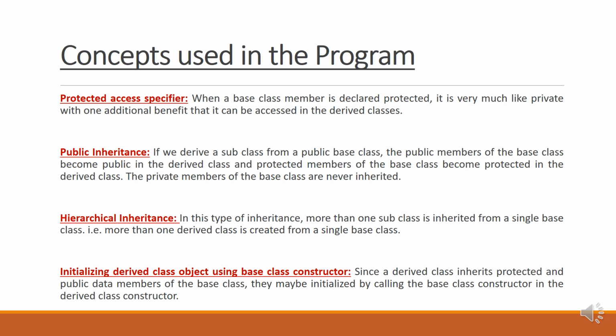The second concept that we would be using is public inheritance, which we have already discussed. The access level of the base class members remains the same in the derived class. Since we have a single base class manager and two derived classes, HR manager and sales manager, that are derived classes of class manager, the program would be making use of hierarchical inheritance.